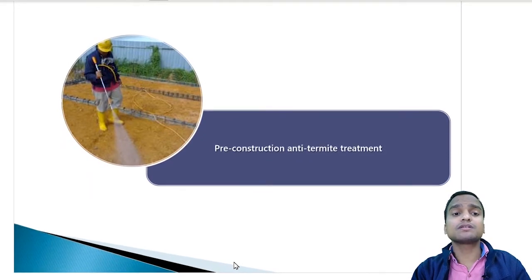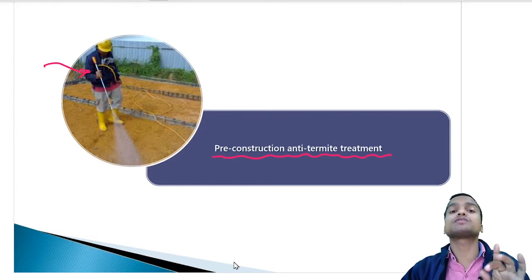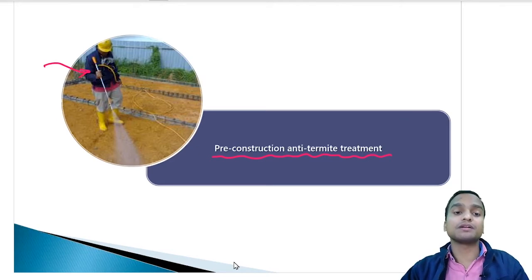So this is the picture. Here the worker is using the compressed air sprayer, and this is being done in the pre-construction anti-termite treatment. And here the person is treating the soil after site preparation. So first of all we have to do site preparation, only after that we can go for soil treatment.